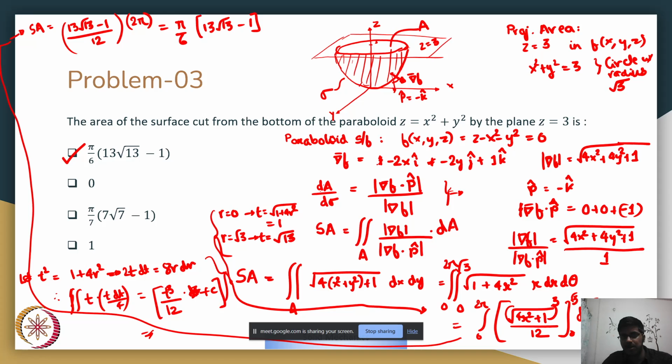You have a level set. In this case, it's a paraboloid given by this equation f of x y z equal to c. You calculate the normal to the level set, given by the gradient of f, and then you also choose a projection on which you would like to do this to calculate this area.